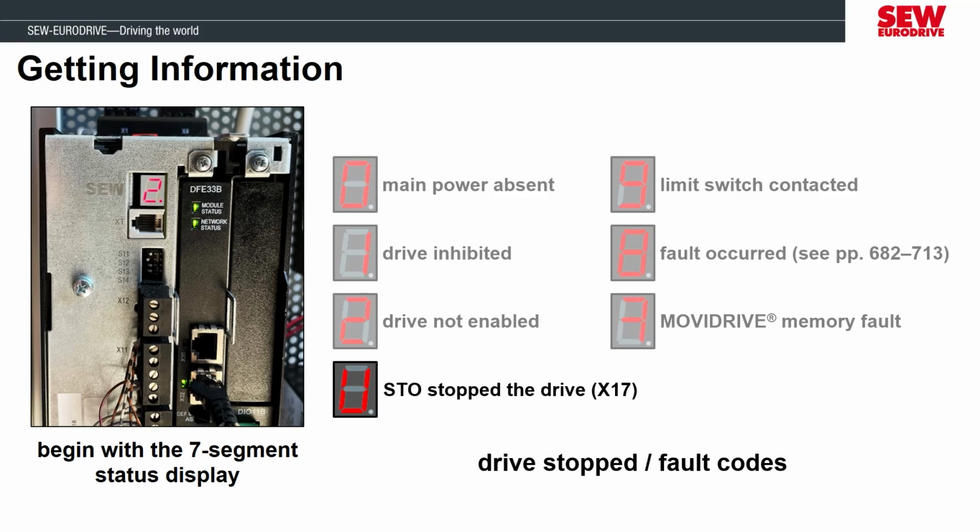The letter U status is displayed when the safe torque off connection on the MOVIDRIVE doesn't have 24 volts. This is normal if a safety circuit has been tripped because those are typically wired into this X17 port.